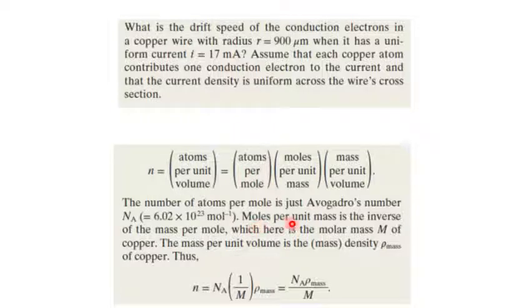Mole per unit mass is the inverse of mass per mole, which here is the molar mass of the copper. So what is the molar mass of the copper? Based on the molar mass of copper, we invert it, and we find moles per mass. And the final part is mass per unit volume, which is the density. The mass per unit volume is the density of the material.